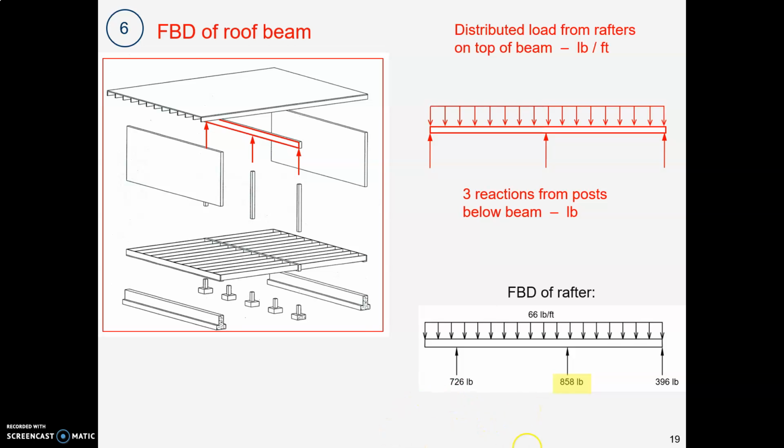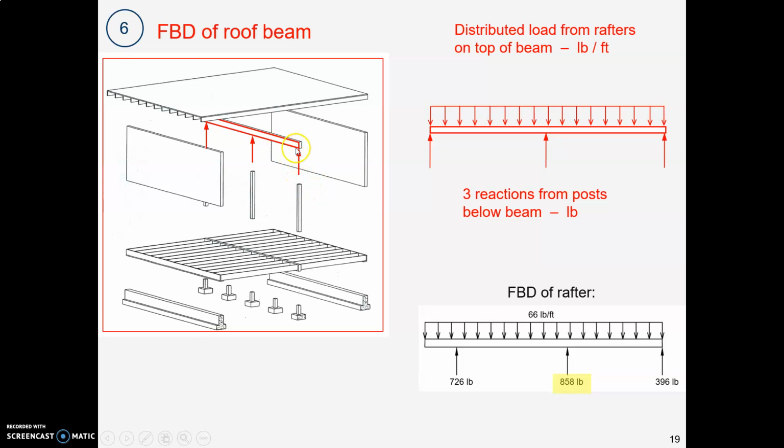And the rafter, so there's the rafter. Right in the middle of the rafter is that roof beam. And here is where, on the free body diagram of the rafter, it's sitting on the roof beam, and it delivers 858 pounds to that roof beam. Okay, so there's a distributed load from all this row of rafters up above. Each one of those 858 pounds.